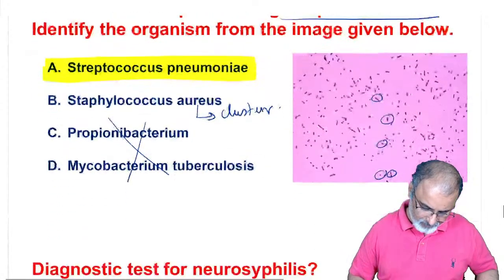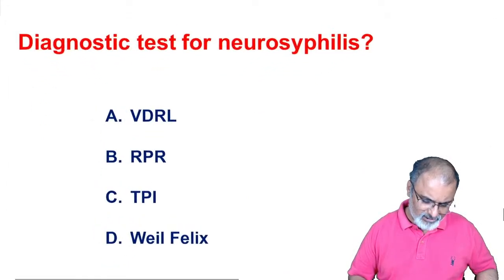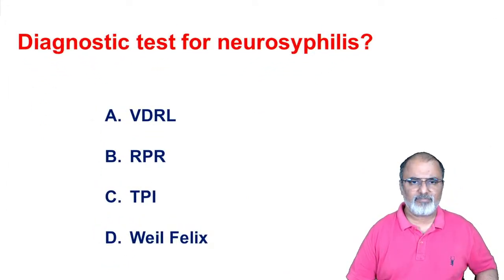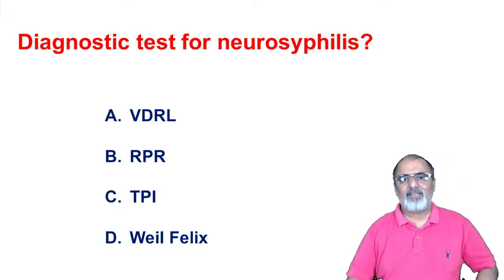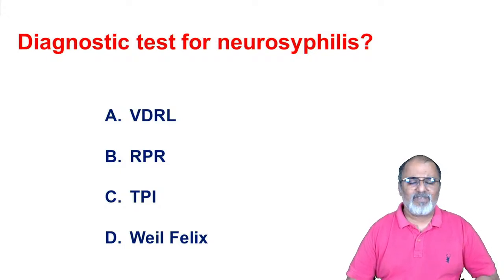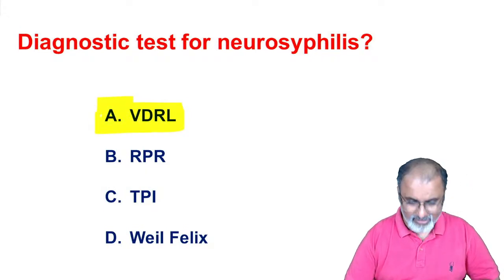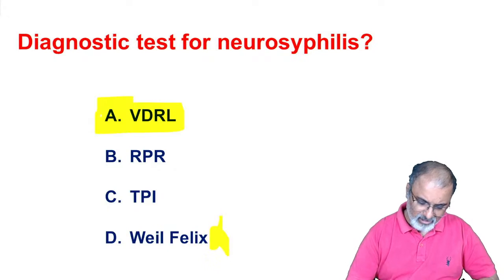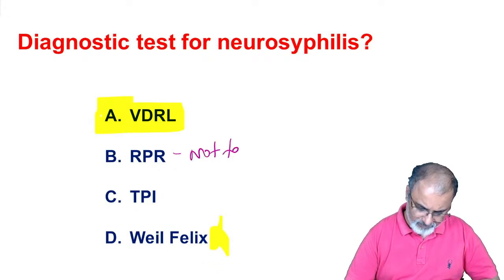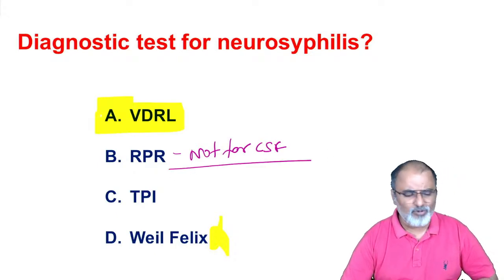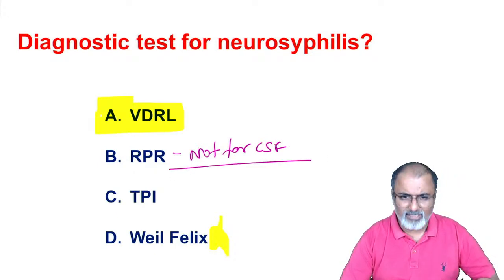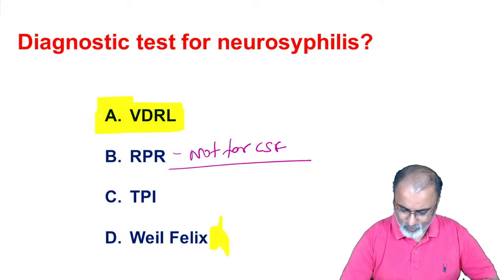Next is, diagnostic test for neurosyphilis. For neurosyphilis, the best test we can go for is the VDRL test. Comparing with all other tests, Wilflex is not for syphilis, RPR is not used for CSF because of poor sensitivity and specificity, TPA is a little outdated test. So for diagnostic test for neurosyphilis, we can go for this one.